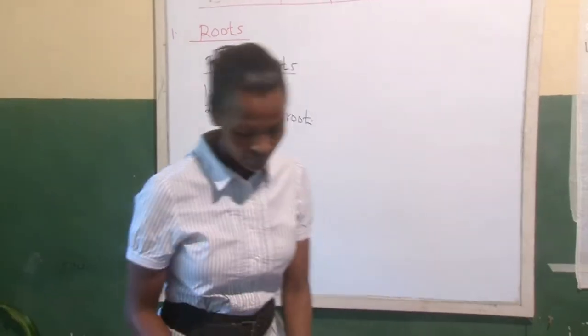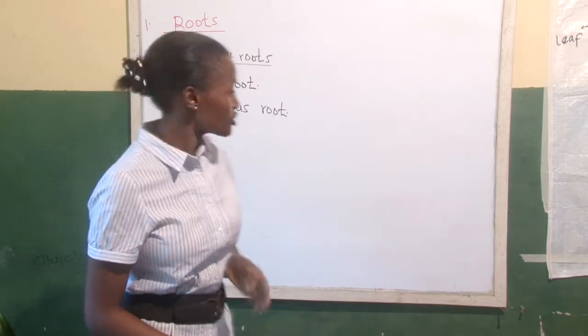Okay, next we're going to look at the functions of the roots. The first role is absorption. Absorb is simply to take in something. So the function of the roots there is to take in water and mineral salts from the soil, for the plant to get nutrients and the water for transpiration.